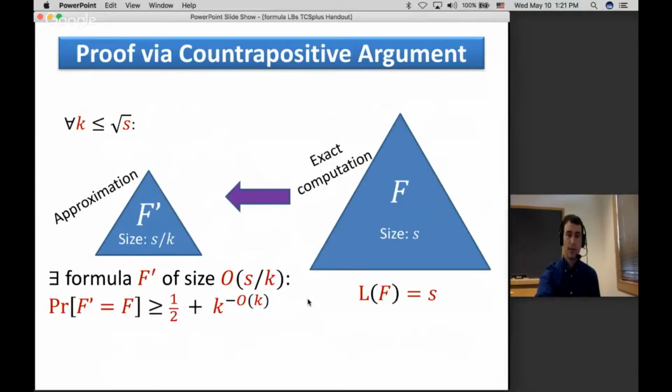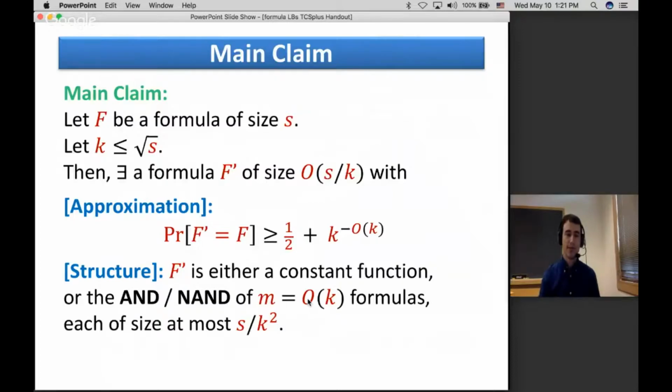So let me state the contrapositive as a claim. We have a formula of size s. We have some parameter k, which is at most square root s, and we will see why it can't be bigger than square root s. Then we have a smaller formula, f prime, of size s over k, that has two properties. First, it approximates the original formula. So you have the agreement at least half plus k to the minus k. This will be with respect to the uniform distribution. However, we can actually do it with respect to any distribution, but let's focus today only on the uniform distribution, as all applications use this distribution.